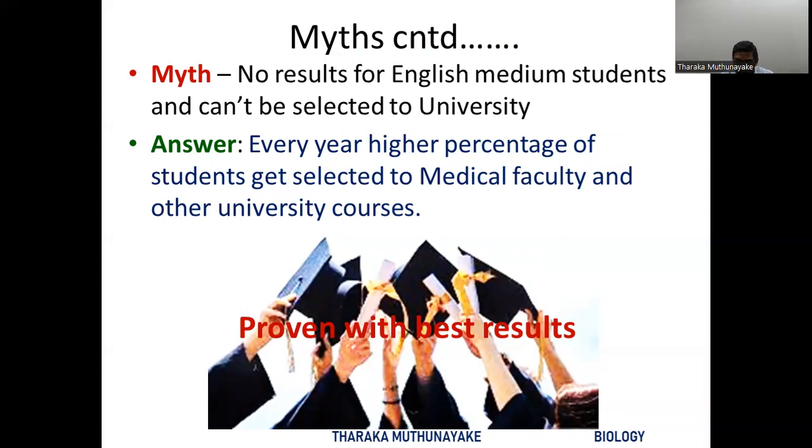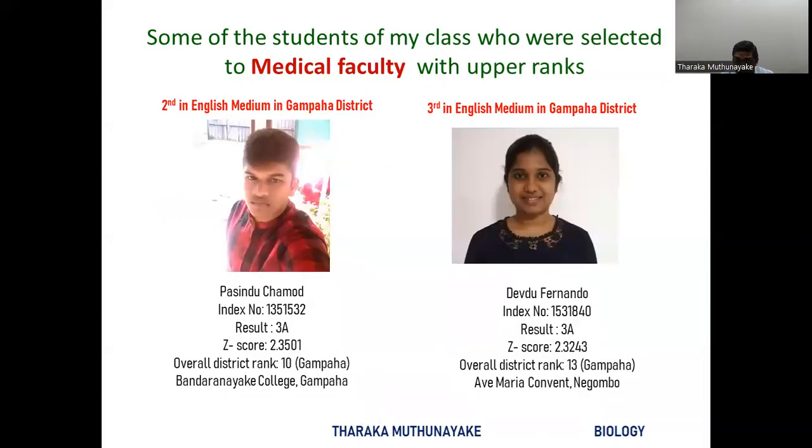Clear? This is proven with the best results. Most people say there are no higher ranks in English medium. Yes, these are some examples that we obtained from the last few years. These are some of my students in my class who were selected to medical faculty with upper ranks. This boy, Pasindu Chamod, was second in English medium, and his overall district rank was 10 in Gampaha district. Then Devudu Fernando was third in English medium in Gampaha district, and his overall district rank is 30. Both of these students now learn in Colombo medical faculty. In the faculty they perform better than other students because they are English medium students. So there's a huge advantage.